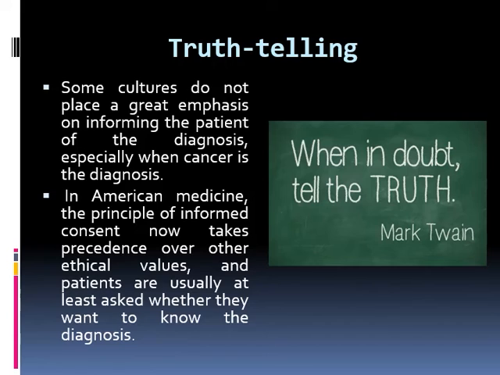Some cultures do not place a great emphasis on informing the patient of the diagnosis, especially when cancer is a diagnosis. American culture rarely used truth-telling, especially in medical cases, up until the 1970s. In American medicine, the principle of informed consent now takes precedence over other ethical values, and patients are usually at least asked whether they want to know the diagnosis.